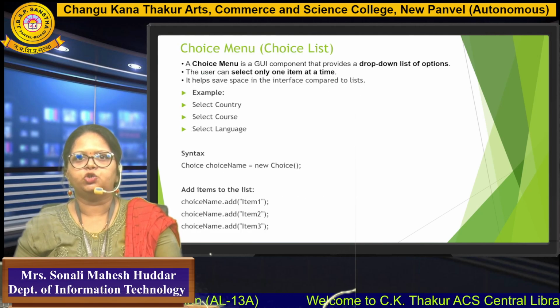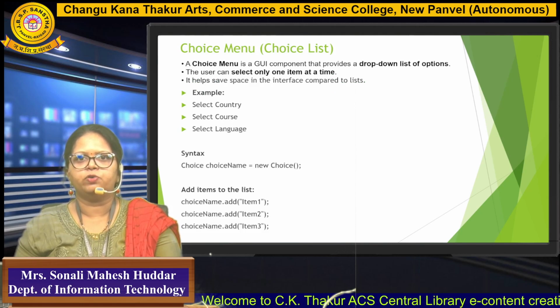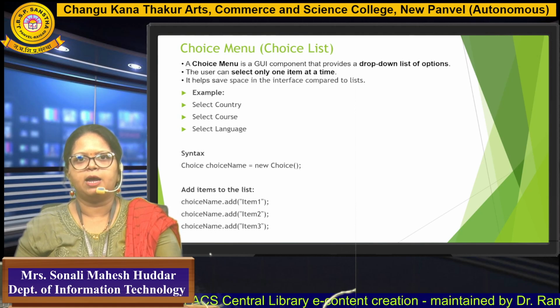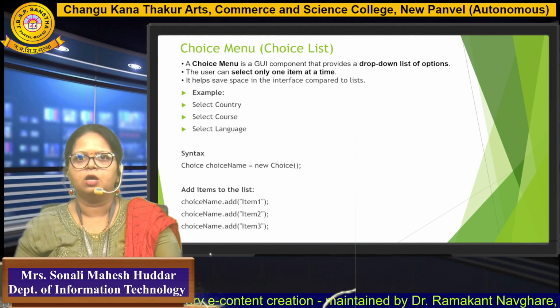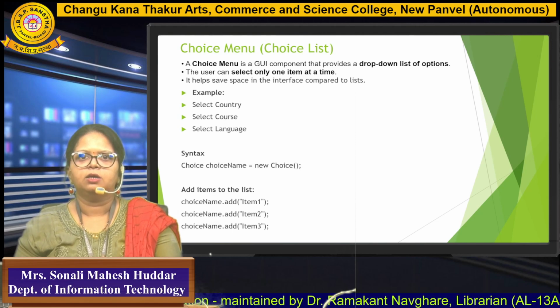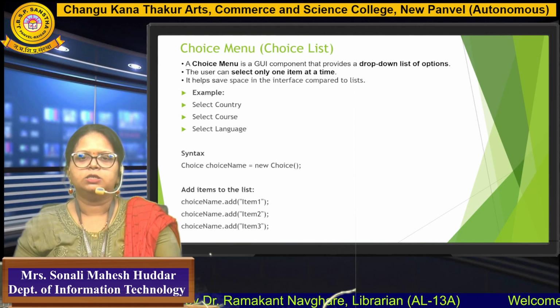Next component is choice menu, which is also known as choice list. A choice menu is a GUI component that provides a drop down list of options. The user can select only one item at a time. It helps to save space in the interface compared to a list. For example, select country. So multiple countries as a drop down list you can provide. Select course.